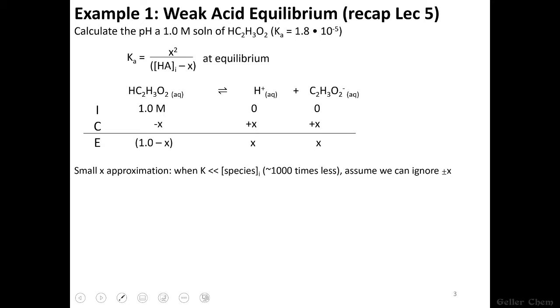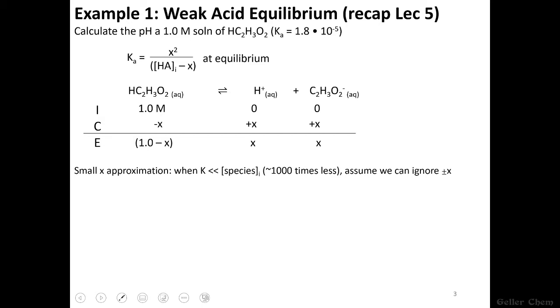At this point, we would need to use the quadratic formula to solve for this, but we do have this small x approximation that lets us sidestep the quadratic formula. And that approximation states that if our K value is at least 1,000 times less than the initial concentration of the species, we can assume that we can ignore the plus or minus x term. In other words, that change there will be so small compared to that initial concentration that we don't need to really consider it when we solve for x.